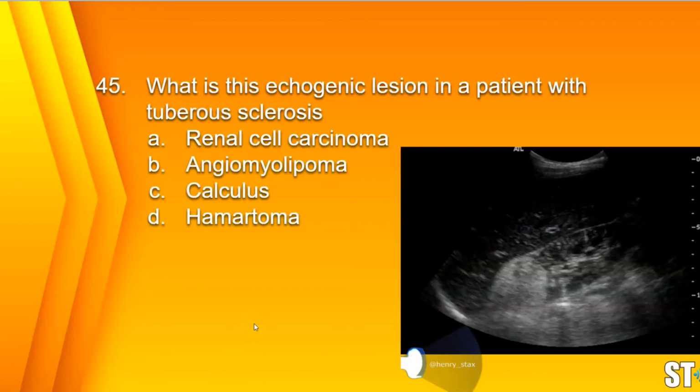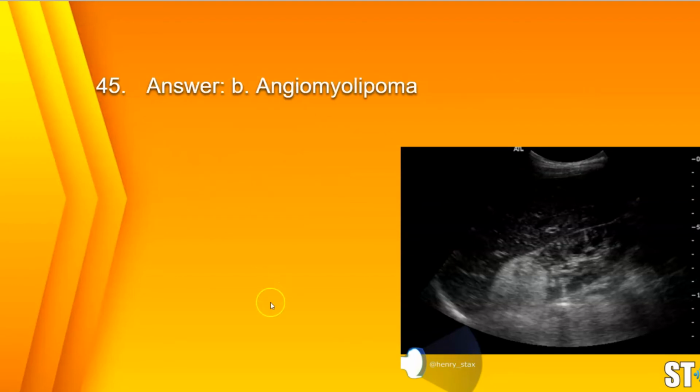45. What is this echogenic lesion in a patient with tuberous sclerosis? A, renal cell carcinoma, B, angiomyolipoma, C, calculus, or D, hamartoma? So given the patient has a history of tuberous sclerosis, the answer is B, angiomyolipoma. Patients with tuberous sclerosis commonly develop angiomyolipomas in the kidneys. You can see other smaller echogenic lesions. The kidneys can be completely filled with angiomyolipomas.